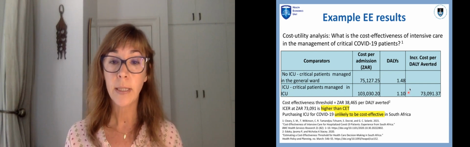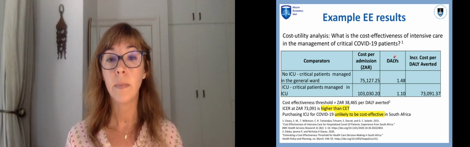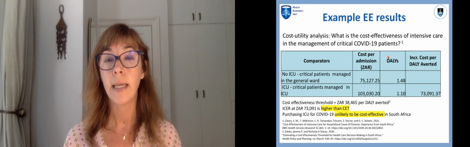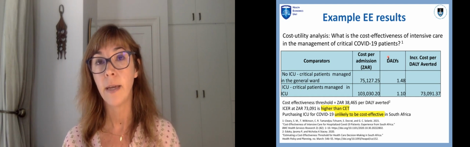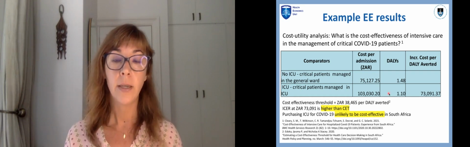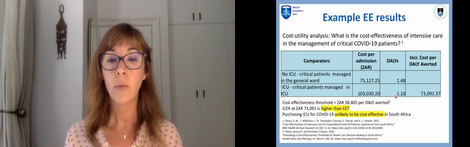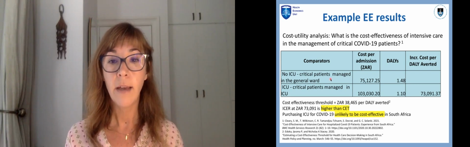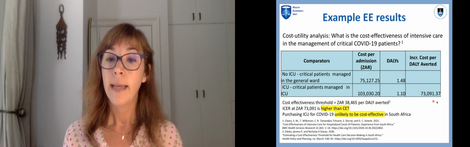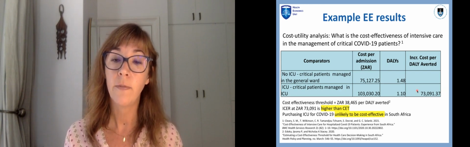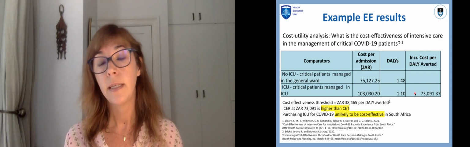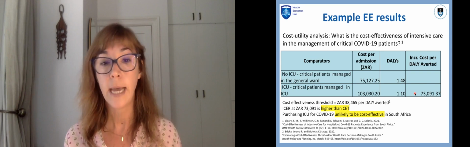However, in order to do this, one needs to express one's outcomes in a multidimensional measure, which could also be the QALY, but in this case, we use the disability adjusted life year. Now, a DALY is a bad thing, and so you want a lower number of DALYs. And so as you can see, ICU generates 1.1 DALYs, whereas not having ICU is worse because it generates 1.48 DALYs. And this then gives us our incremental cost effectiveness ratio, which is now the incremental cost per DALY averted. And it is about 73,000 Rand per DALY averted.